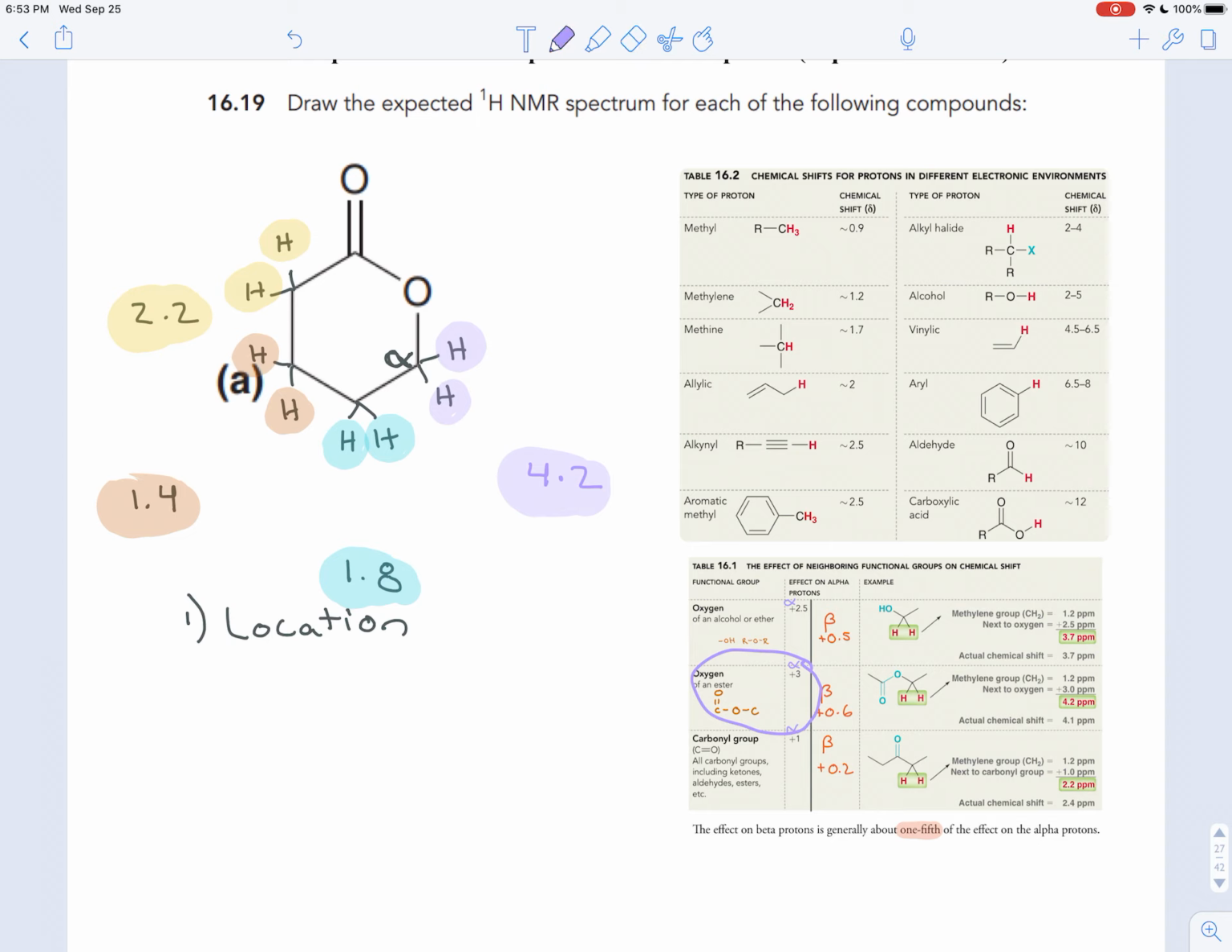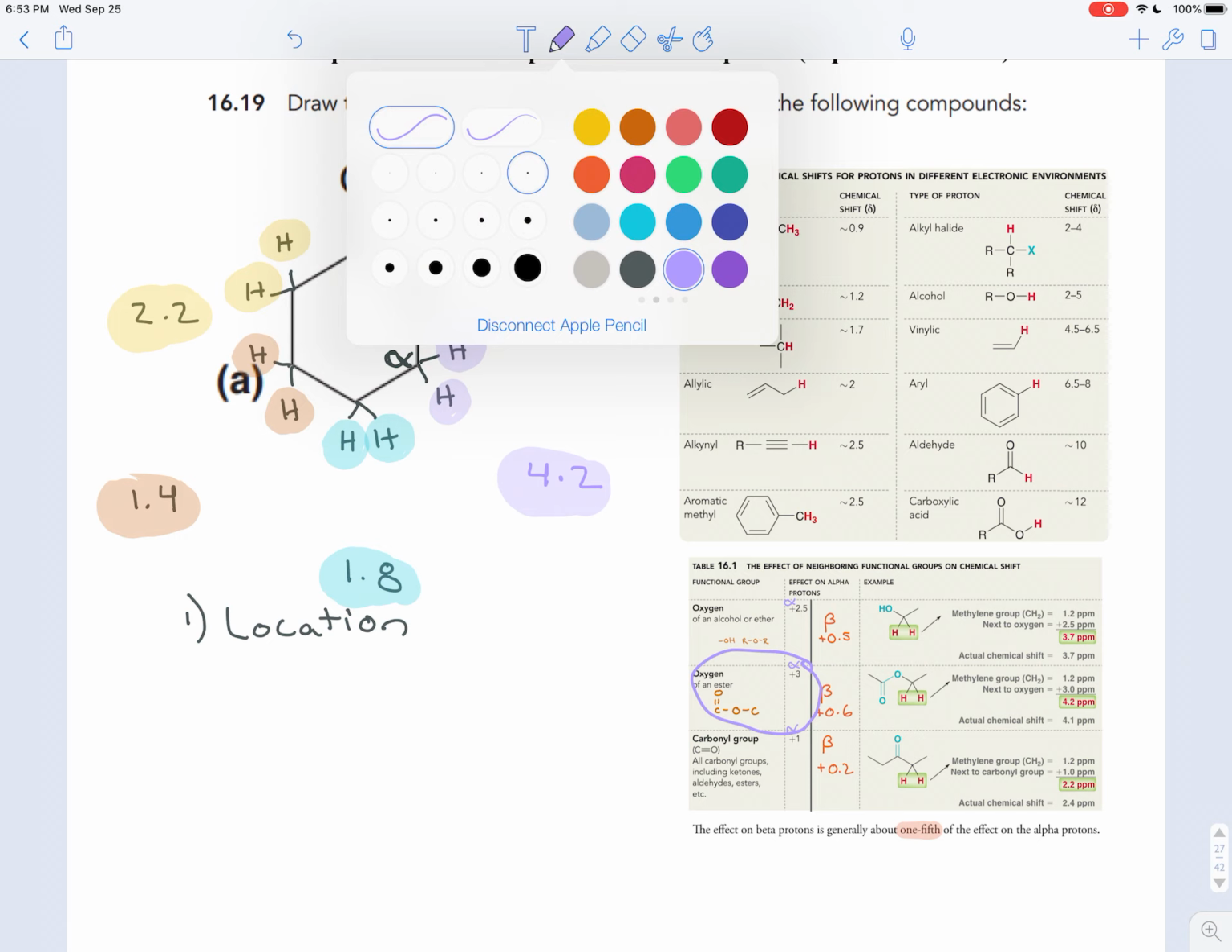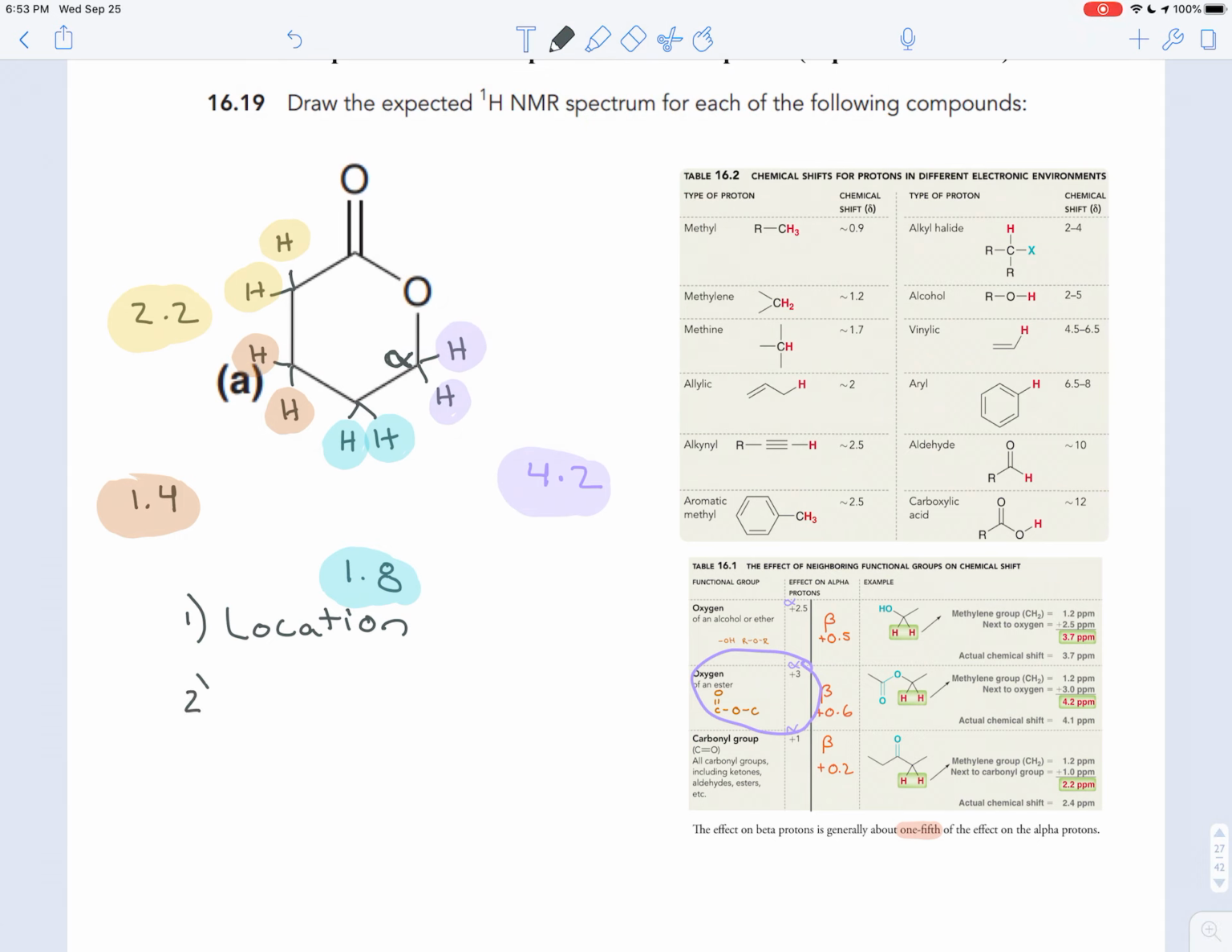Okay, so we've taken care of the location. The next step is to look at the second feature, and that is the area under the peak. That's represented by the number of hydrogens.